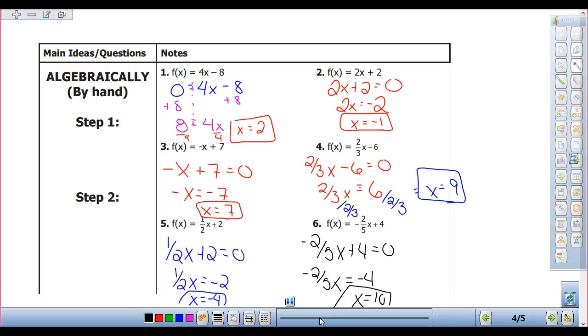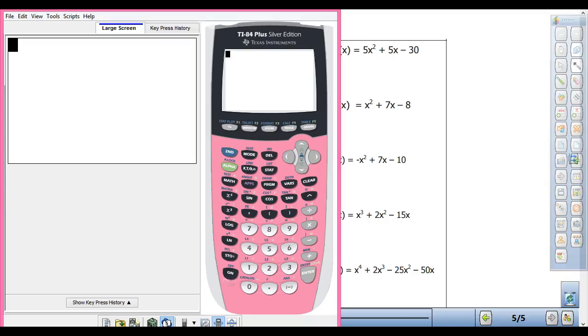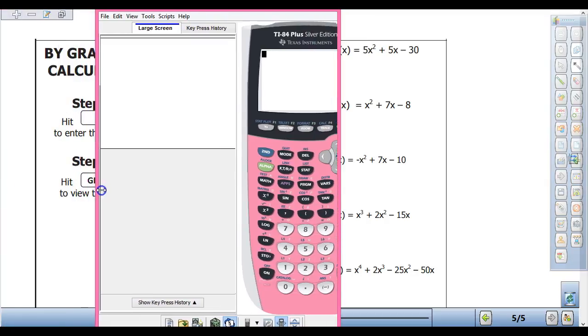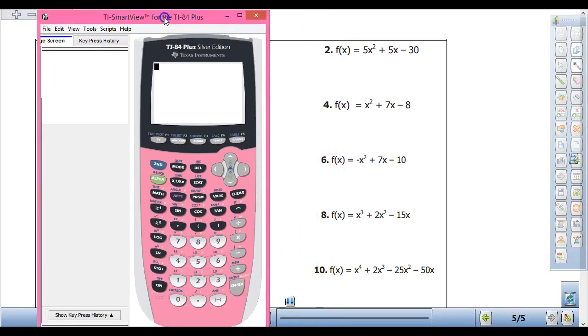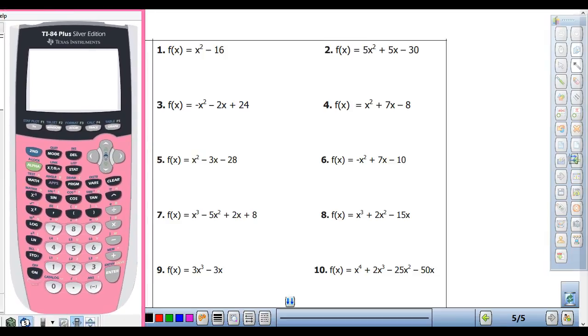All right, so this last part is where we need our calculators. It says in step 1 to get y equals. So go up to y equals, get y equals. If there's anything in there, hit clear. Y equals is up in the top left-hand corner. Okay, clear if there's anything in there.